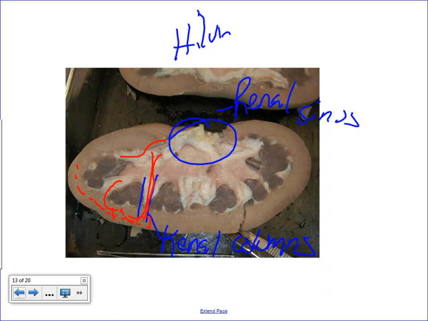Hopefully this video helped give you a better understanding of the functions of the urinary system and the gross anatomy of the kidney. Now, the next one, I want to focus on the physiologic or microscopic anatomy of the kidney and talk about the nephron.